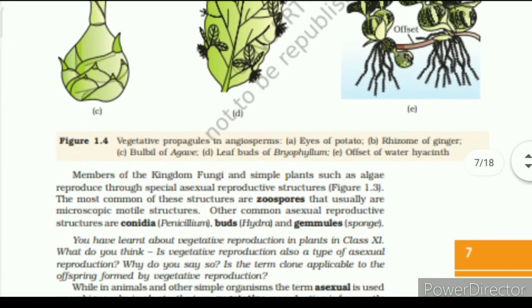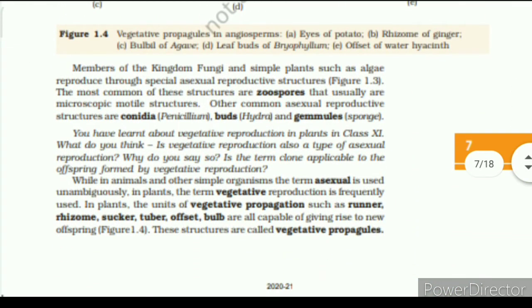Members of the kingdom fungi and some simple plants such as algae reproduce through asexual reproductive structures. The most common of these structures are zoospores that are usually microscopic motile structures. Other common asexual reproductive structures are conidia in penicillium, buds in hydra, and gemmules in sponge.